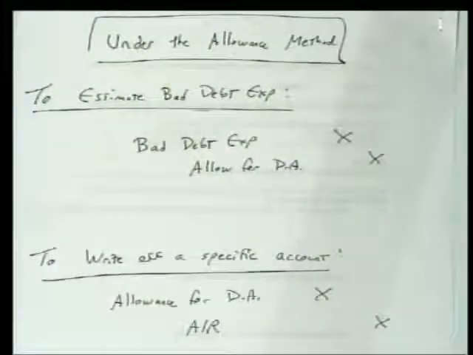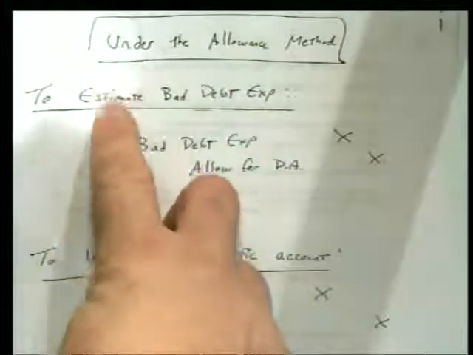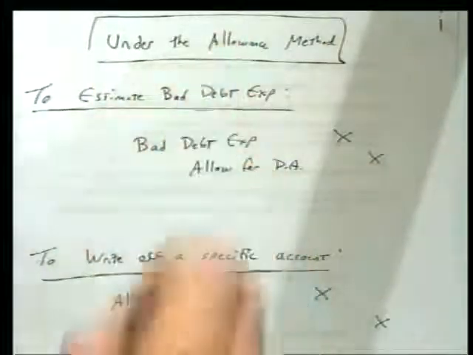Now, let me do a little refresher that we did last time, but it's so important that I want to go through it again because students always seem to get this confused. Under the allowance method, there are times that we will estimate bad debt expense. That's like using the percentage of the sales, the percentage of the receivable methods. When we do that, what we debit is bad debt expense, and we credit allowance for doubtful accounts. That's when we estimate bad debt expense under the allowance method.